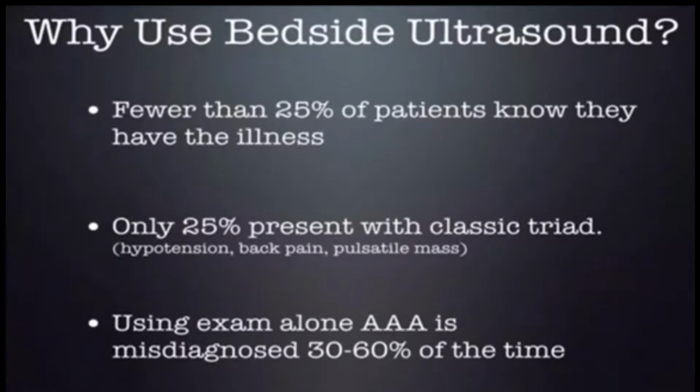So why would we use bedside ultrasound? Well, fewer than 25% of patients know they have the illness. Only 25% present with the classic triad, that is hypotension, back pain, and a pulsatile mass, something that we were all taught in medical school. Using exam alone, AAA is misdiagnosed 30 to 60% of the time.